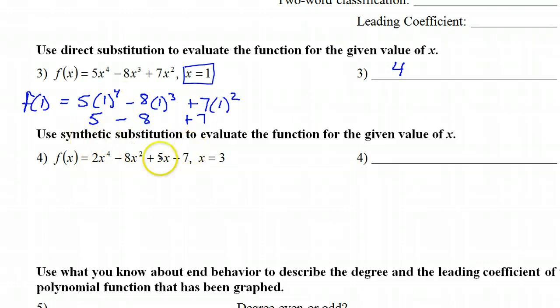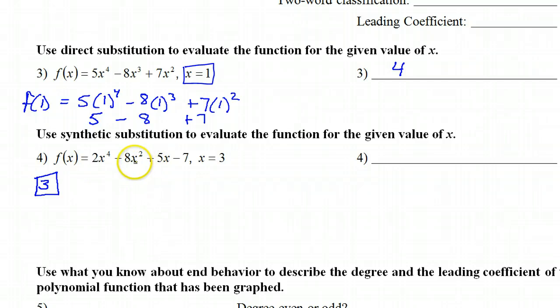Now, synthetic substitution is where we do this. We make a box, and inside the box we put the number that we're going to be substituting, the 3. Now we do the coefficients. I see the 2, the negative 8, the 5, the negative 7.